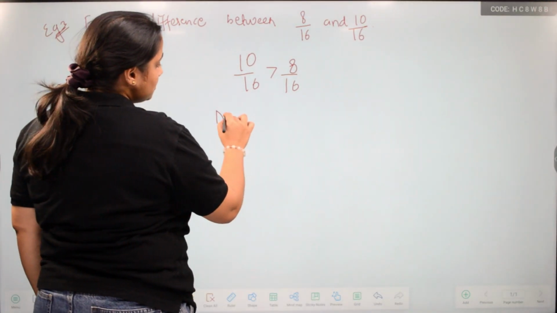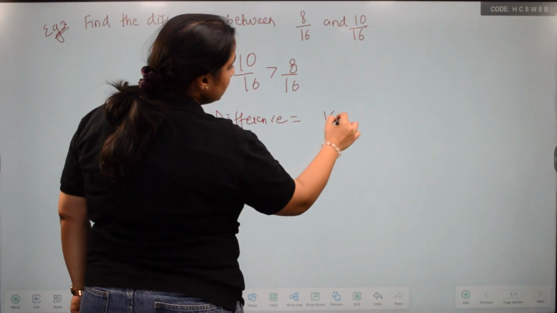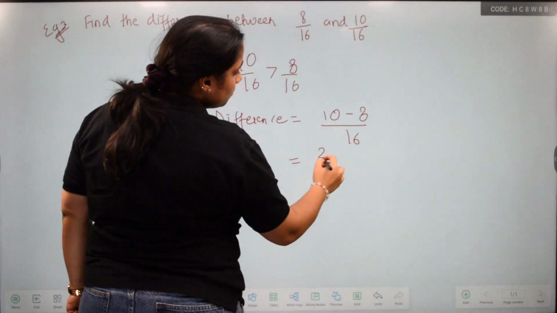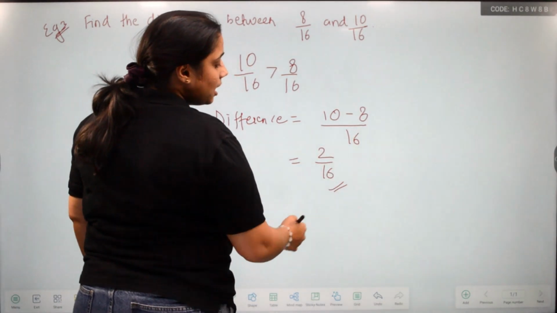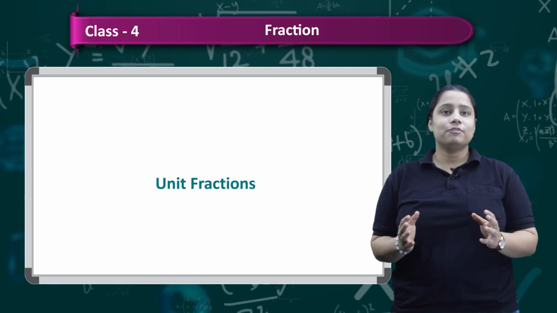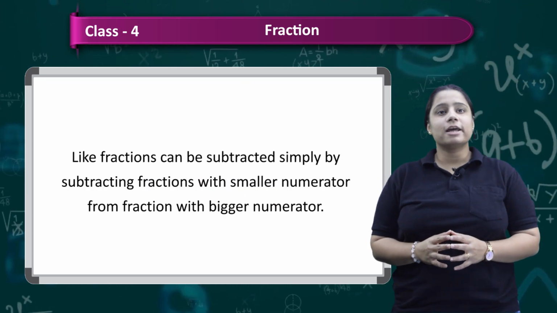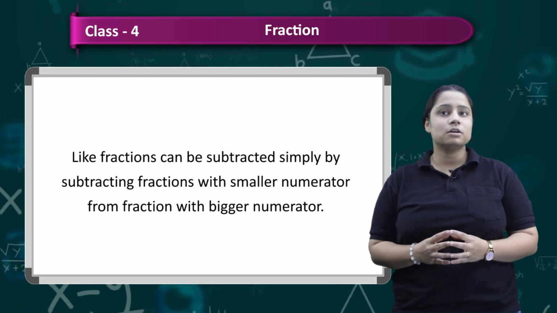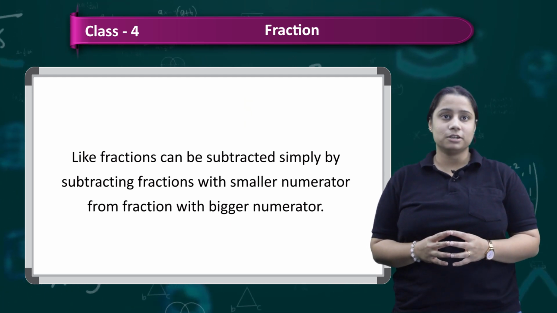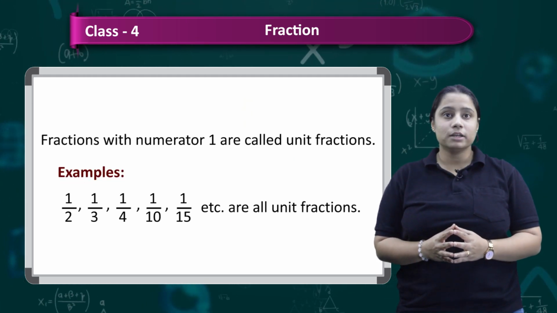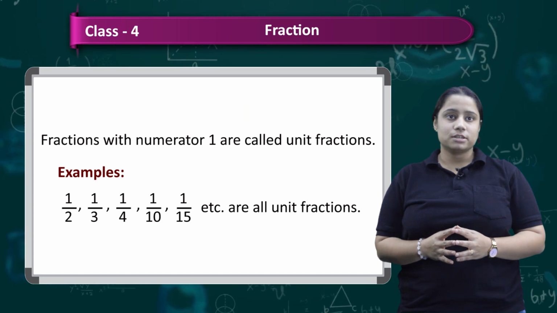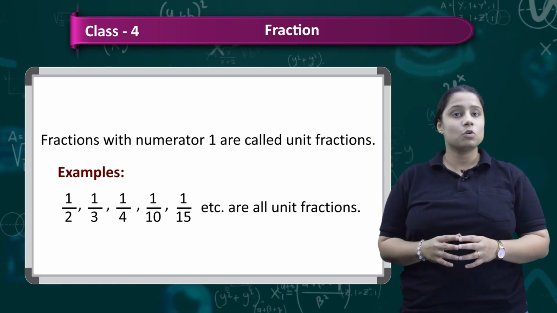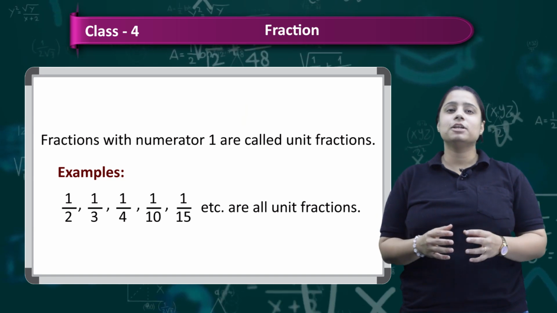So, the difference will be equal to 10 minus 8 upon 16. That is 2 by 16. So, this is our required answer. Unit fractions. Fractions with numerator 1 are called unit fractions. Example 1 by 2, 1 by 3, 1 by 4, 1 by 10, 1 by 15, etc.